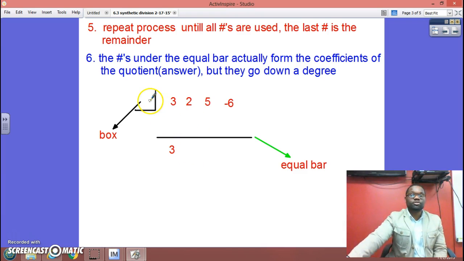Once it's down here, again you multiply by the box, and then you move it over. Add or subtract. Put it down here. Multiply. The last column is always your remainder, and each one of these numbers will be the new coefficients of your new polynomial that goes down a degree. That's what this is saying. Number 6 tells you how to write your answer. The numbers under the equal bar form the coefficients of the quotient, or your answer, but they go down a degree. Down a degree from what? From the original dividend, the original polynomial that you divided into. Okay, so let's work a couple of examples.